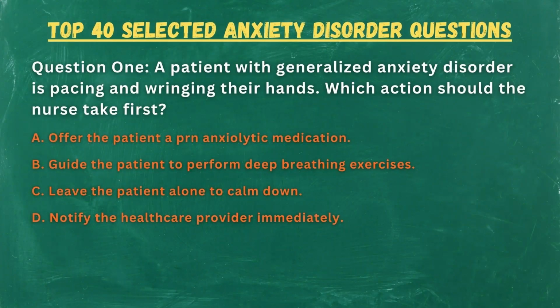Question 1. A patient with generalized anxiety disorder is pacing and wringing their hands. Which action should the nurse take first? A. Offer the patient a PRN anxiolytic medication. B. Guide the patient to perform deep breathing exercises. C. Leave the patient alone to calm down. D. Notify the healthcare provider immediately.